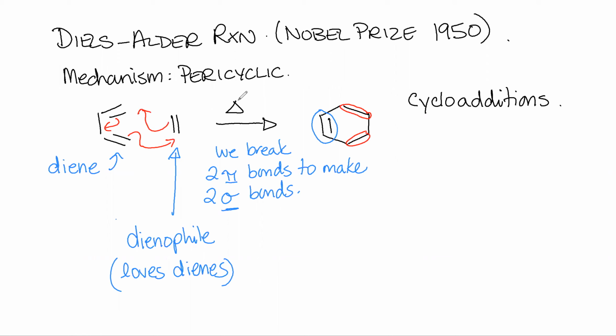Remember with the Claisen rearrangement, all we did was heat it up. Same thing here, we just heat it up. So let's talk about what makes a good diene and what makes a good dienophile. We'll talk about the dienophiles first.